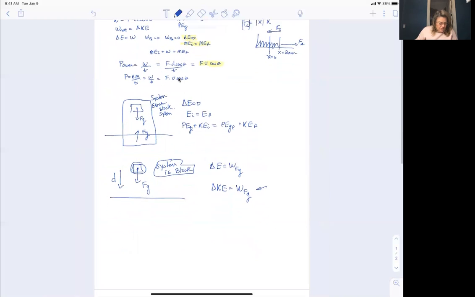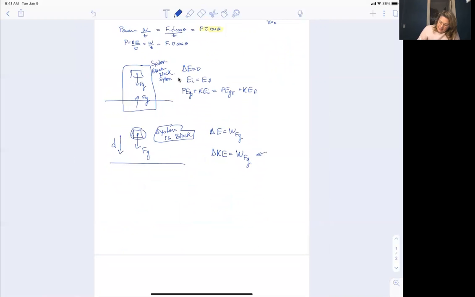Okay, let's do one other situation. What happens if I have a person who lowers the block at a constant speed? They put their hand under the block, there's a force applied, there's a force of gravity acting on it, and I lower it at a constant speed. The net work being done on the block is 0, right? Because the force applied is going to equal the force of gravity if I'm decreasing the height at a constant speed.